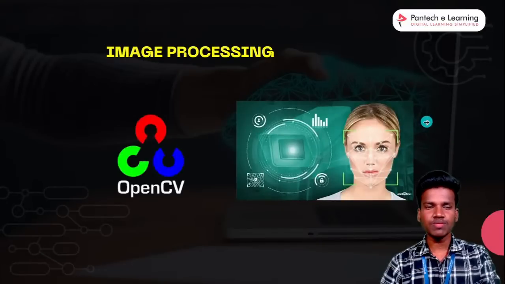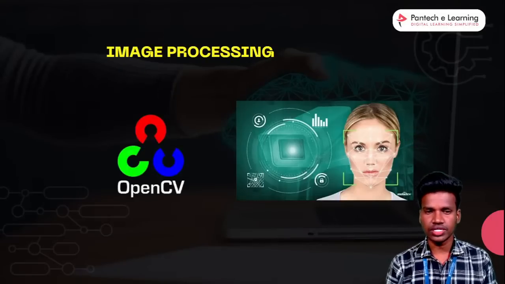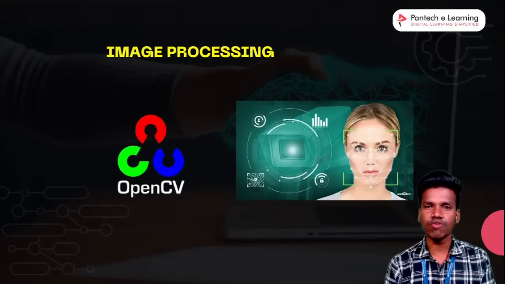So next one is image processing. Image processing is used to detect things. It's a best example, mostly used in artificial intelligence, right? In artificial intelligence, OpenCV is the most important topic.